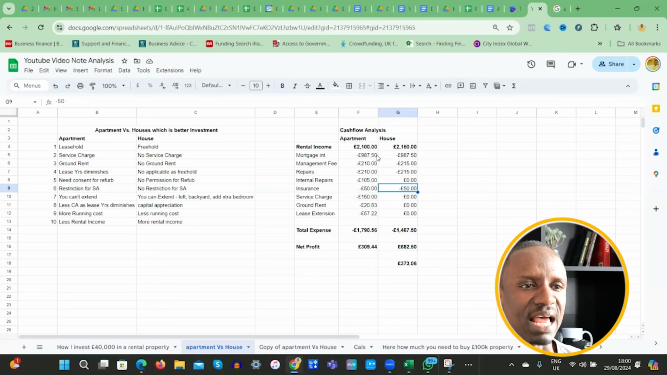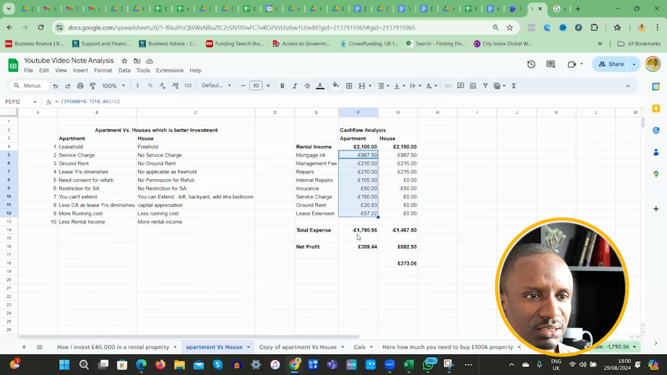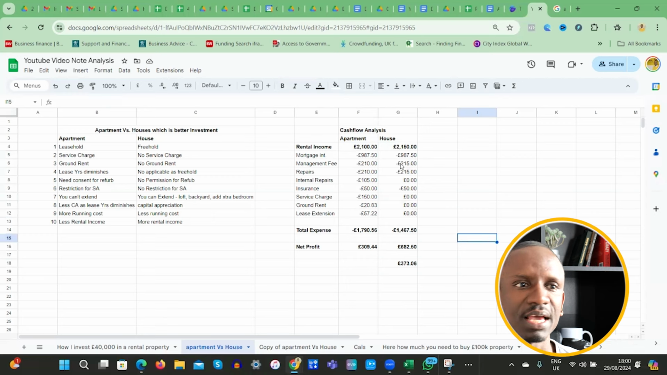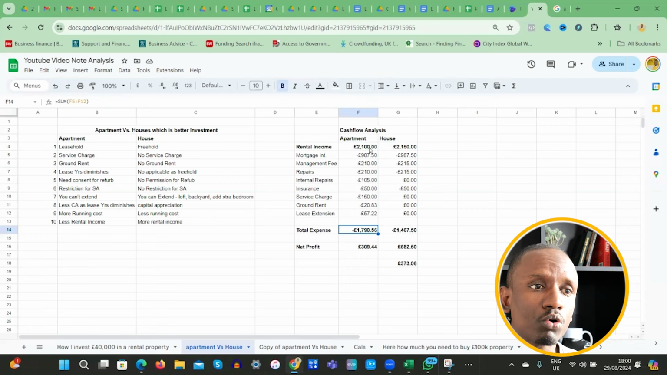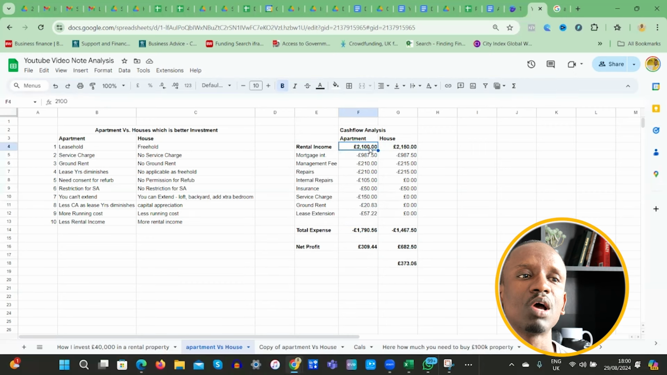Okay, so looking at this now, for an apartment, if you add all these costs, your total expense is £1,790, versus if you're doing a house, your total expense is £1,467.50. So if we minus our expenses from our gross rental income, for an apartment we're making £309.